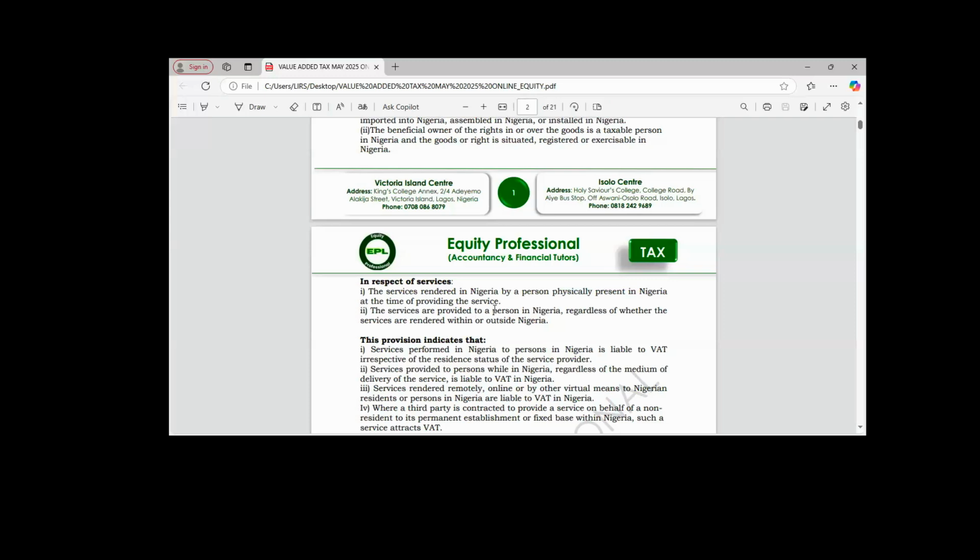Then the service is provided to a person in Nigeria, regardless of whether the service is rendered within or outside Nigeria, whether the person providing that service is in Nigeria or outside Nigeria. Once you are going to enjoy that service, you are present in Nigeria, that service is going to be liable to value added tax.